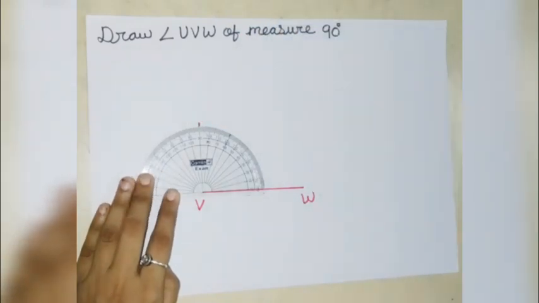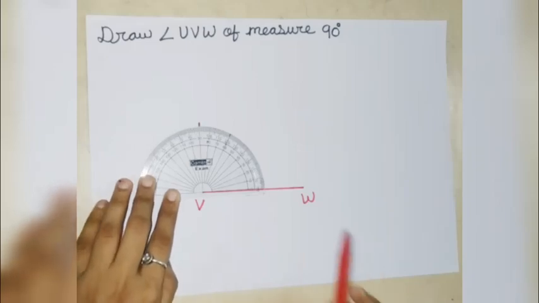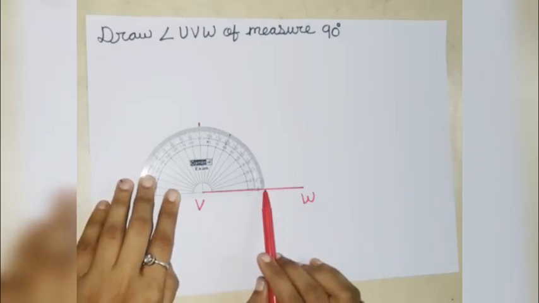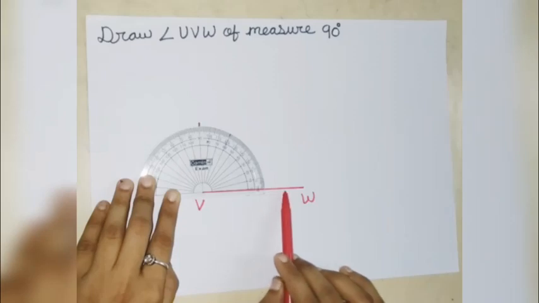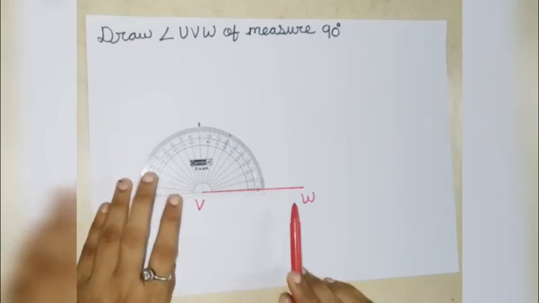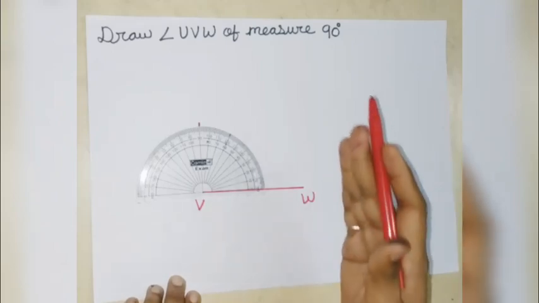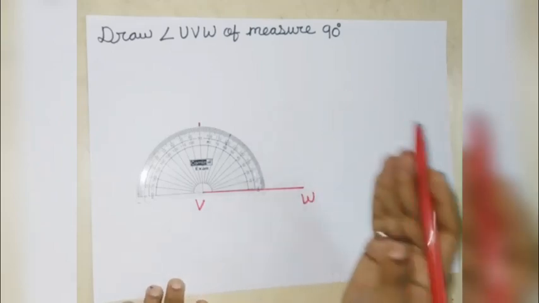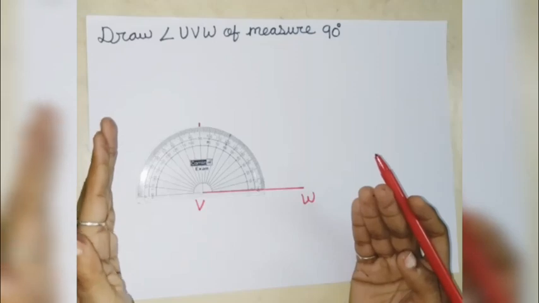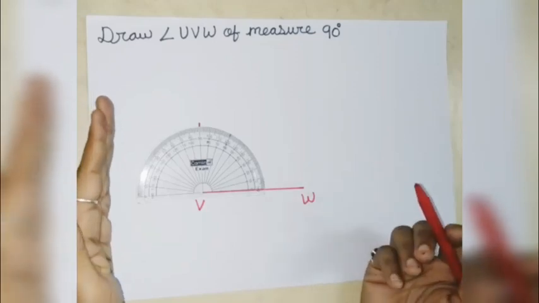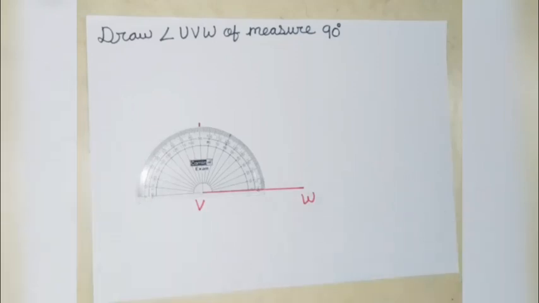Children, count the division starting from the 0 near point W. Children, because our point is here, so we will start counting from this side, means our right hand side. If your point is here, then you can start counting from the left side.